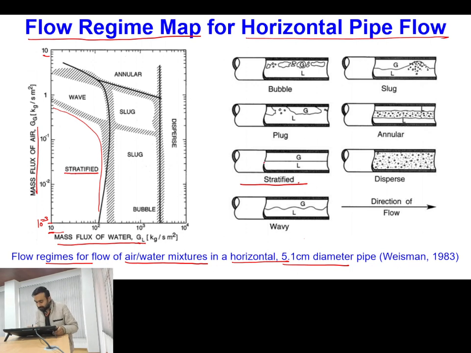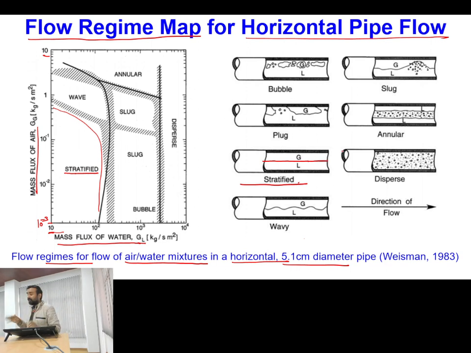In the case of stratified phase distribution, this is the pipe. If I look into the pipe, of course my liquid is the heavier phase, so liquid will stay at the bottom portion of the pipe, and air being the lighter phase will rest on the top portion of the pipe. If the flow rates of both the phases are very small, then we will not find much disturbance at the interface, and my interface is almost flat.